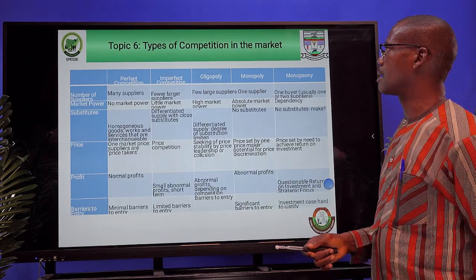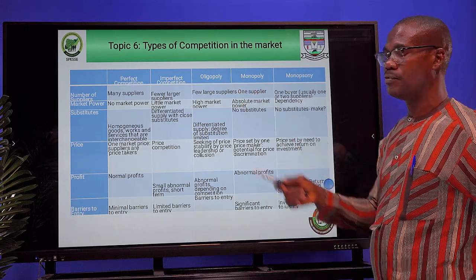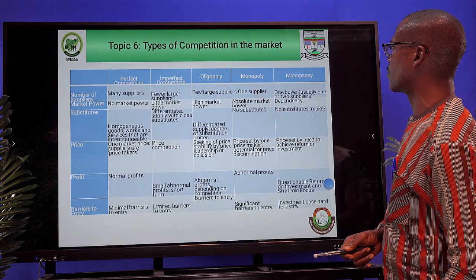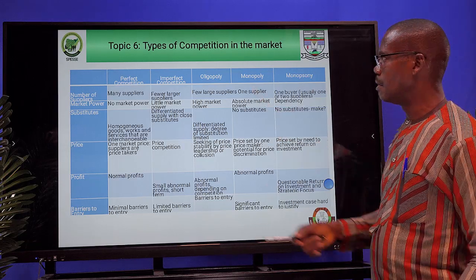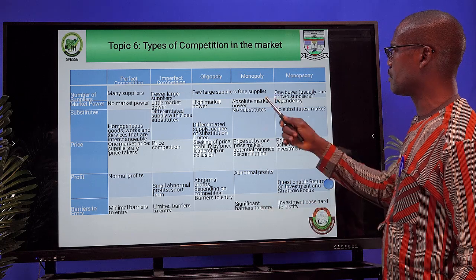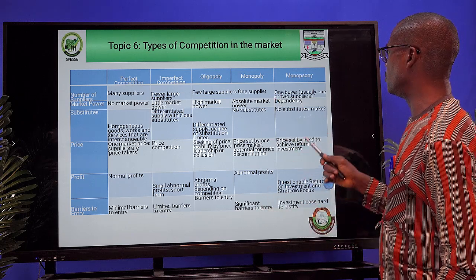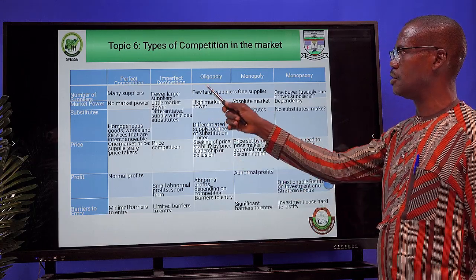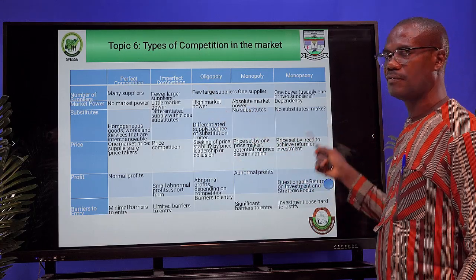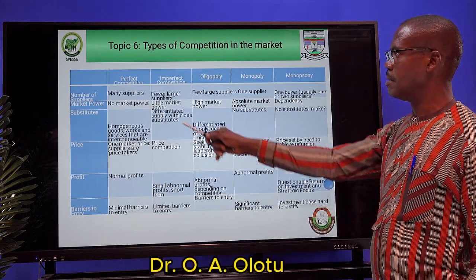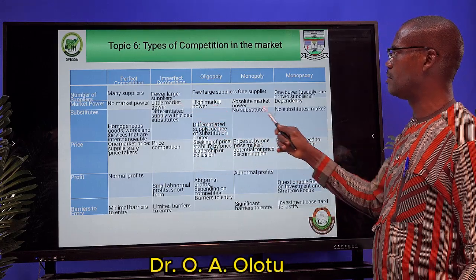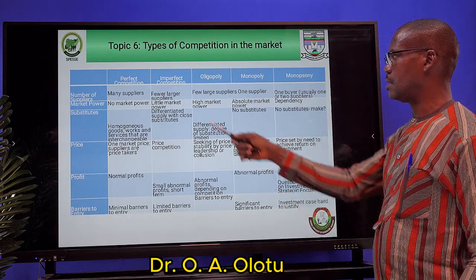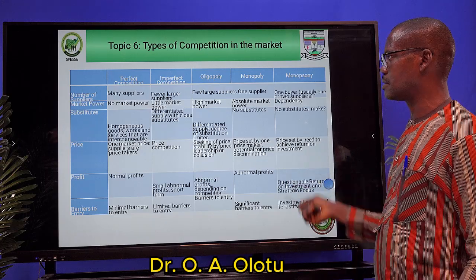Now, when you are carrying out market research, it is very important that you understand the nature of the market. There are types of competitive market that we have: perfect competition, imperfect competition, oligopoly, monopoly, as well as monopsony. With this table, you'll be able to understand the number of suppliers in each of these competitive markets, the market power, what gives them strength and why one dominates the other, and then the substitutes and alternatives that you have.